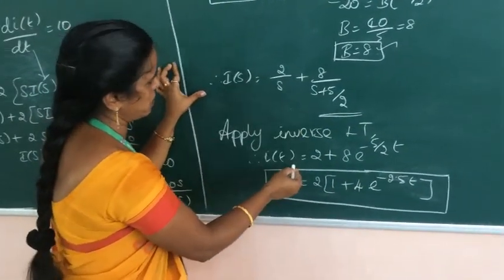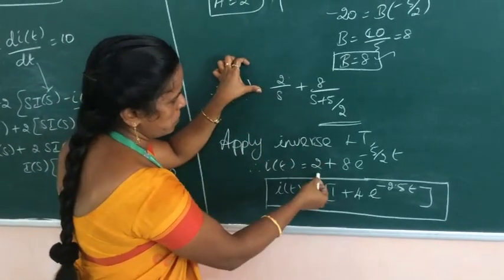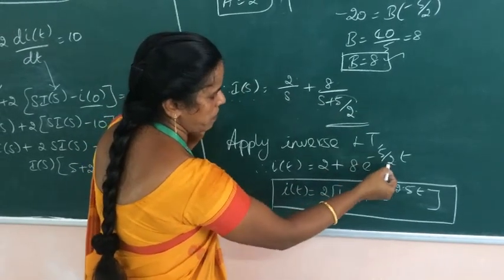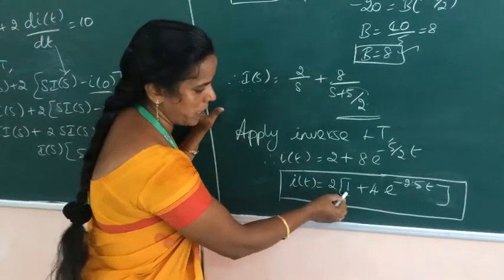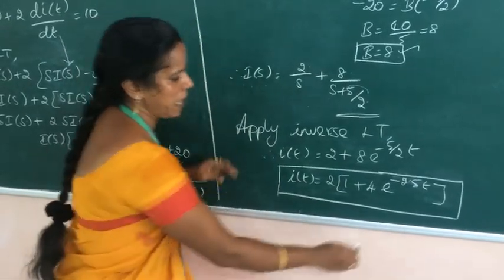So the inverse Laplace for this previous expression is I of t is equal to 2 by s becomes 2, plus 8 divided by s plus a, in this form. So this is e power minus 5 by 2 into t. If you simplify it, you can get I of t is equal to 2 into 1 plus 4 into e power minus 2.5 into t ampere.